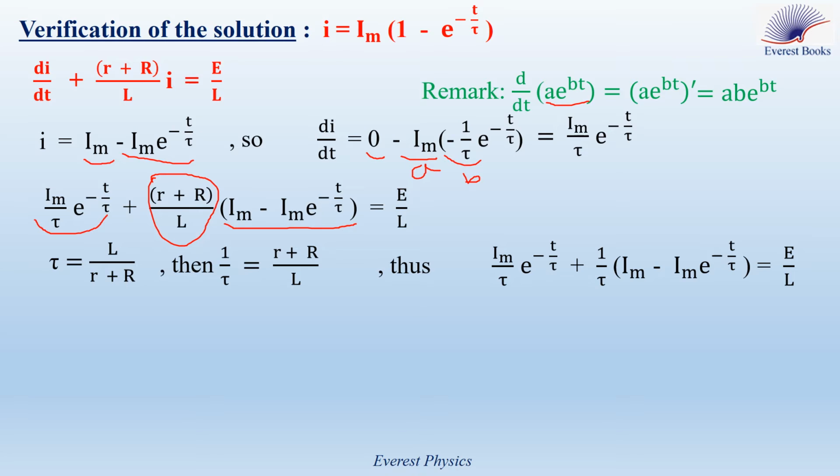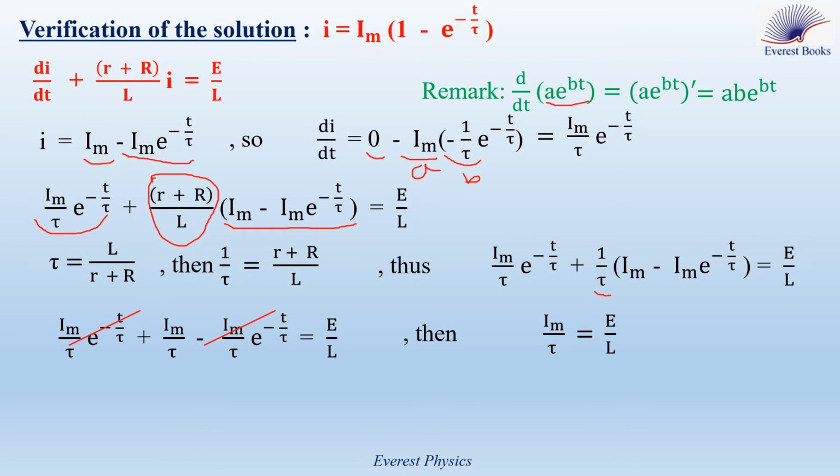Now expand by multiplying Im minus Im e to the power minus t over tau by 1 over tau, we get another equation. As we see, Im over tau exponential minus t over tau minus Im over tau e to the power minus t over tau cancel each other. We get a new relation.